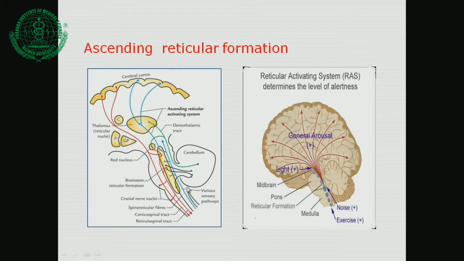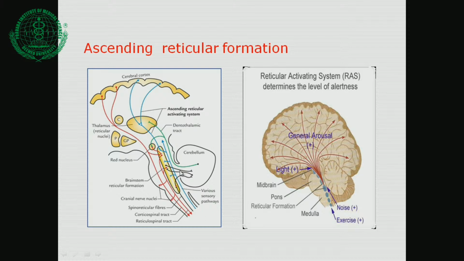This is a diagram. These are the ascending pathways, blue colored, giving collaterals to the lateral nucleus of the brainstem reticular formation. From here the fibers are projected to the intralaminar and reticular nuclei of the thalamus, and from the thalamus the fibers are projected to the cerebral cortex. These are known as the ascending reticular activating system. The whole blue color is the ascending reticular activating system.